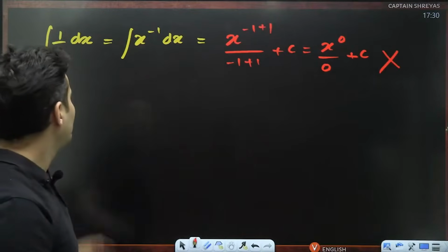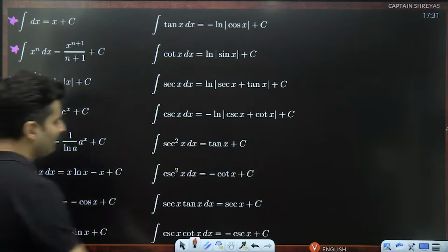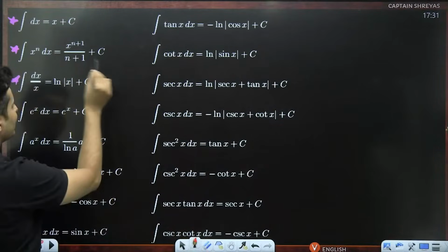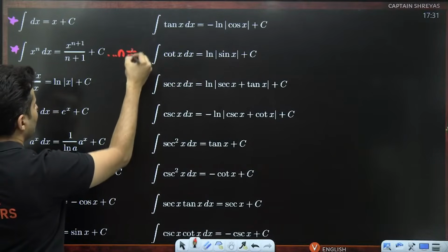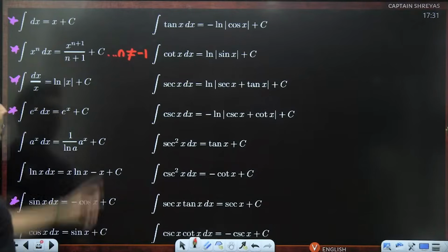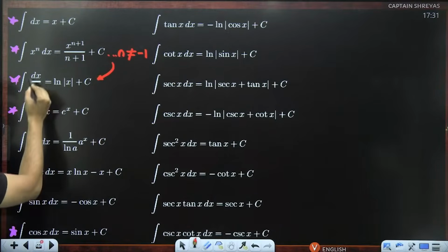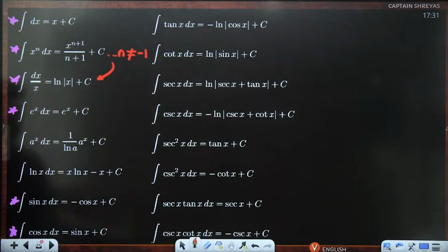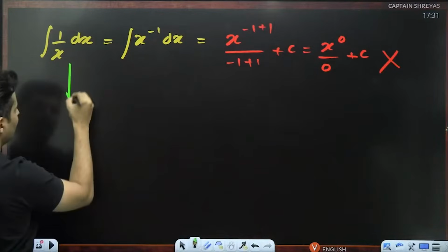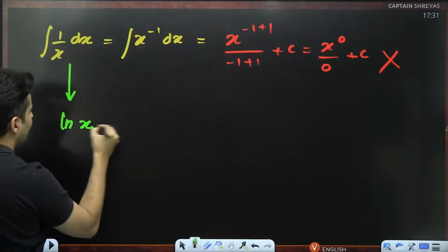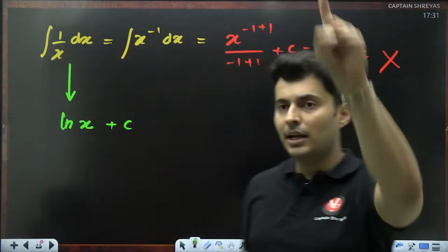So keep this in mind. You cannot use this formula for a special value, and that special value is n equal to minus 1. So this is only valid as long as n is not equal to minus 1. Because when n is minus 1, you will go to this other formula. It will just become log of x. So do not do it like this. The answer to this question is directly ln x plus c. You cannot use this formula when n is negative 1.